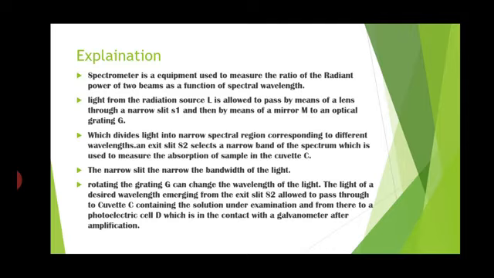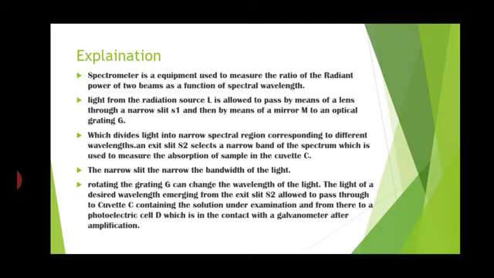An exit slit S2 selects a narrow band of the spectrum, which is used to measure the absorption of a sample in the cuvette. The narrow slit gives the narrow bandwidth of light. Rotating the grating G can change the wavelength of the light.